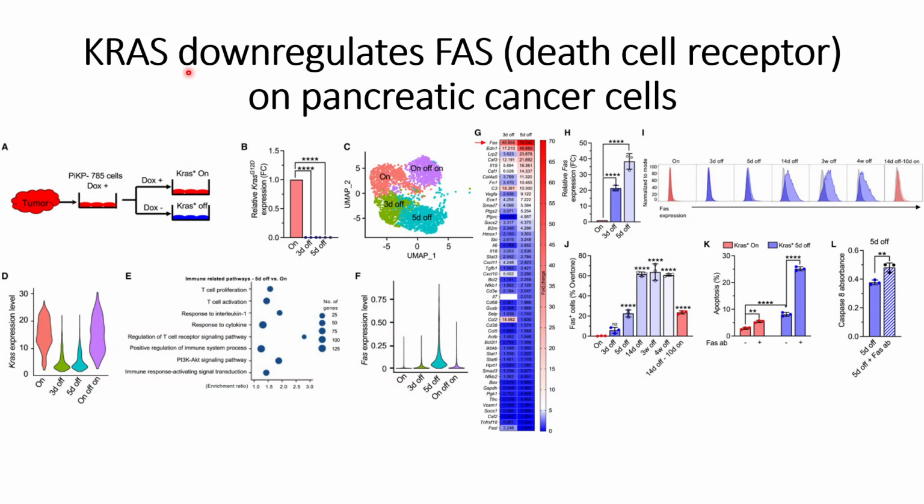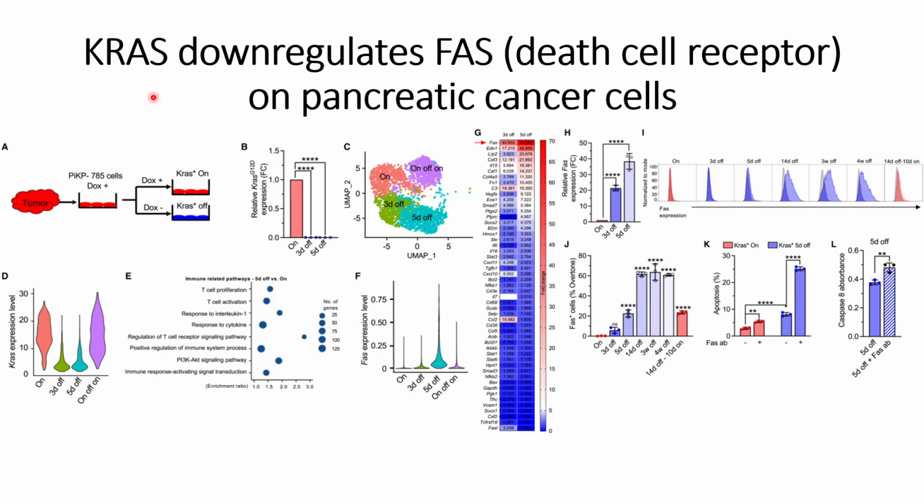In this video, we will understand how KRAS downregulates FAS, the death receptor on pancreatic cancer cells. In the previous video, we understood how KRAS is inversely proportional to T cell activation and directly proportional to myeloid cell infiltration. So the researchers wanted to know in depth why KRAS has that kind of relationship with the T cells and the myeloid cells.